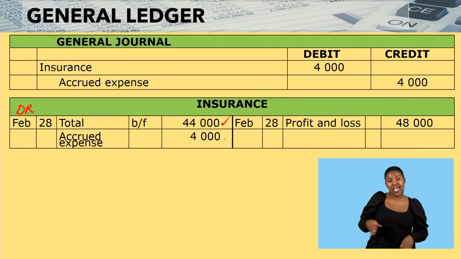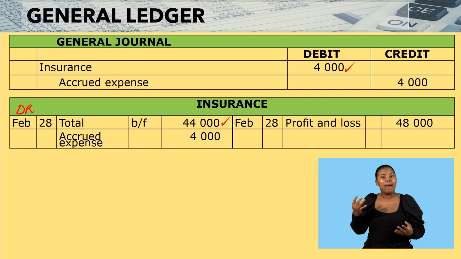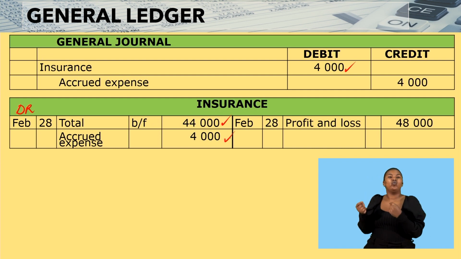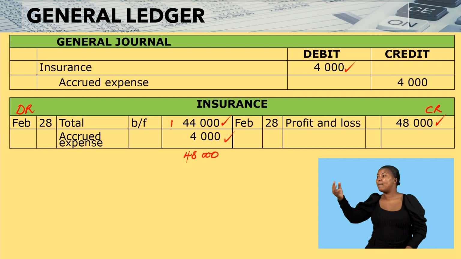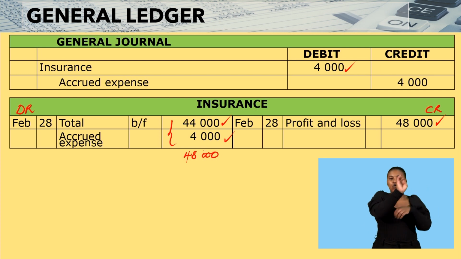And we have not yet paid for 1 month, that is that accrued expense. You remember? The 4,000. And what did we do here? In our insurance, we debited 4,000. So when we come here, we will also debit accrued expense, 4,000. So if we total this, this will give us 48,000. I will then close this to my profit and loss. So I'll come to the credit side, then say profit and loss, and I will get my 48,000, which is the total of these two amounts.